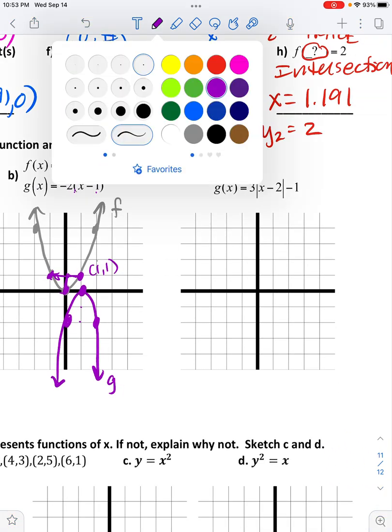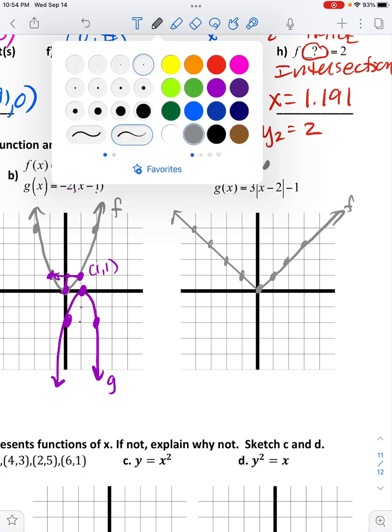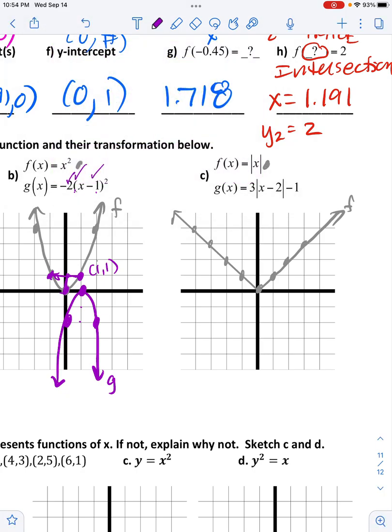Parent graph for absolute value looks like a V. Absolute value of 1 is 1, 2 is 2, 3 is 3, and so on. Same on this side. Absolute value of the negatives is the positive version of that same number. That is my original function. Now let's take a look at what happens when we do these things.